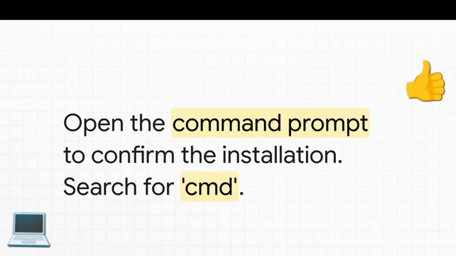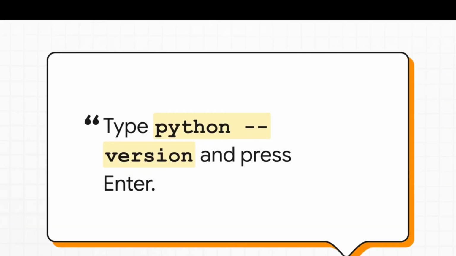Don't be intimidated by it. This is a super powerful tool that you'll get really comfortable with as a developer. Once that black window with a blinking cursor pops up, all you have to do is type this exact command: python, then a space, then 2 dashes, and the word version. Got it? Then just press Enter.